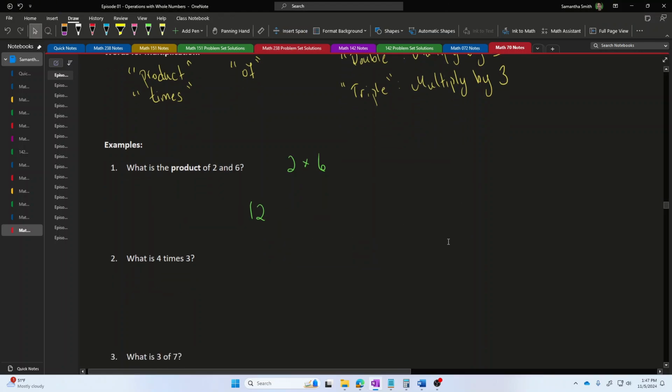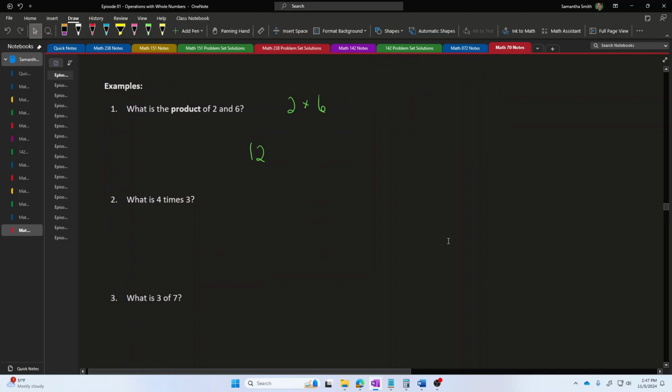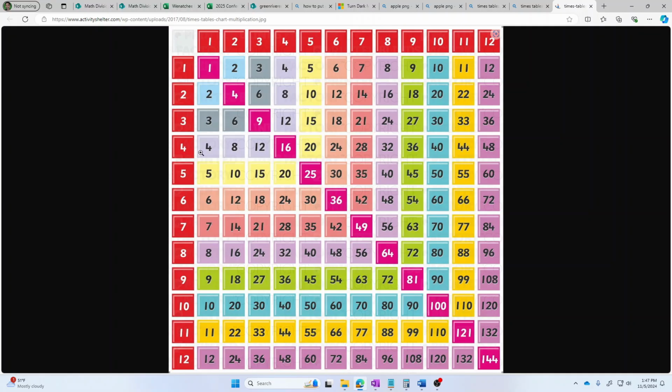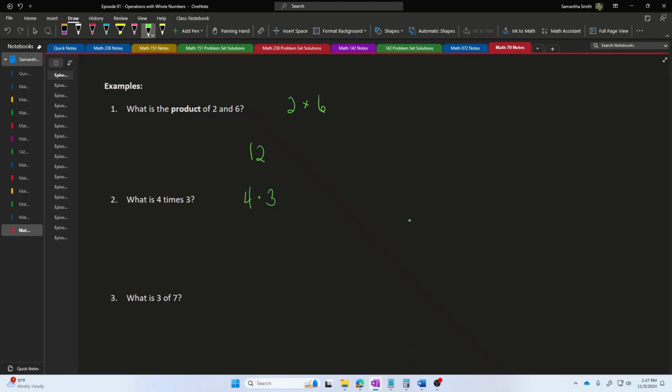Or someone could say, what is 4 times 3? 4 times 3, 4 multiplied by 3. If I went to the times table and looked for 4 and 3, then the corresponding entry would have a 12 in it. So we get another result of 12 from this product.